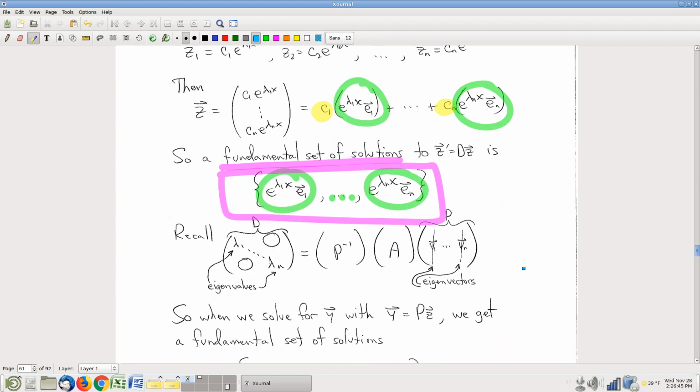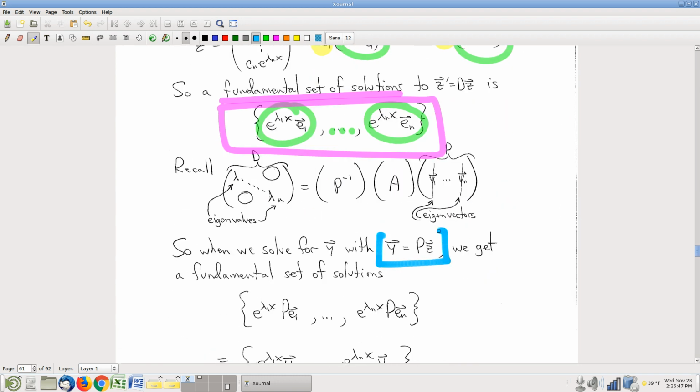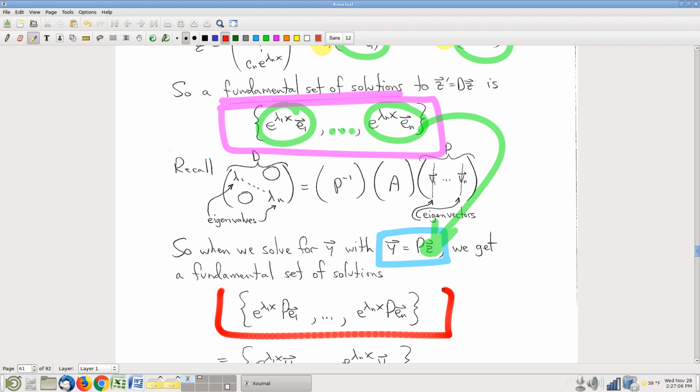So multiplying by P, take these green z functions, multiply by P, and you get, let's see, oh gosh, I need a different color. Those are our y's. Everybody on board with that?